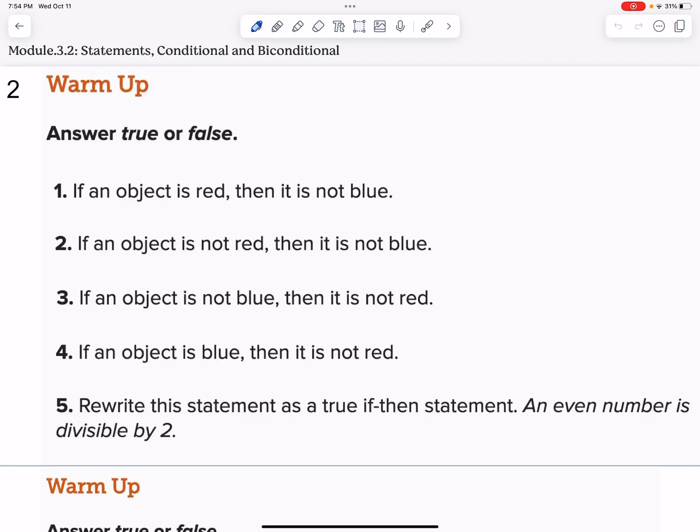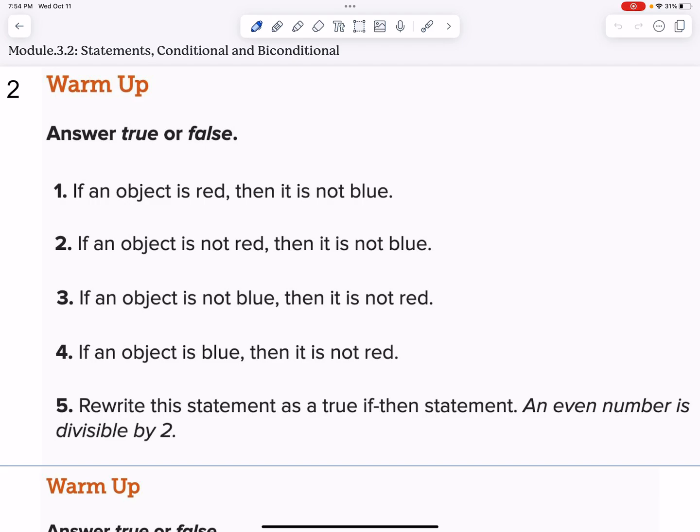Okay, so here in lesson 2, we're going to learn about truth values of statements. We're going to learn about conditional and biconditional statements. It's kind of a loaded lesson, so please be sure to ask questions. We're going to talk about it often. We're going to bring these types of things back up.